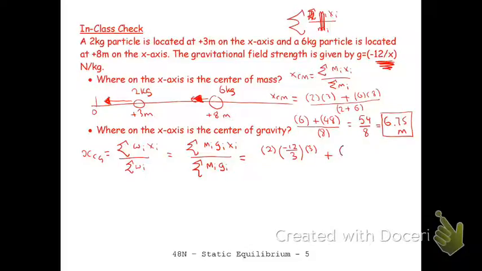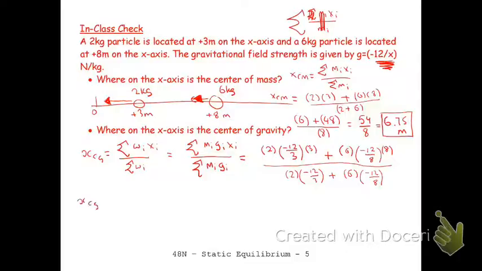And then I look at the next one, and the next one is going to be 6. And then my pull of gravity is minus 12 over 8, of course, times my position, which is 8. So that's that one done. And then I've got to add together these two weights. So it's going to be 2 times minus 12 over 3 added to 6 times minus 12 over 8.